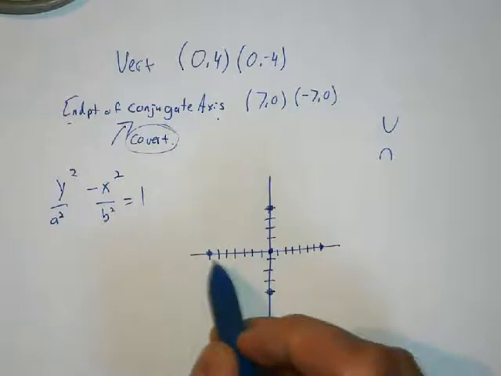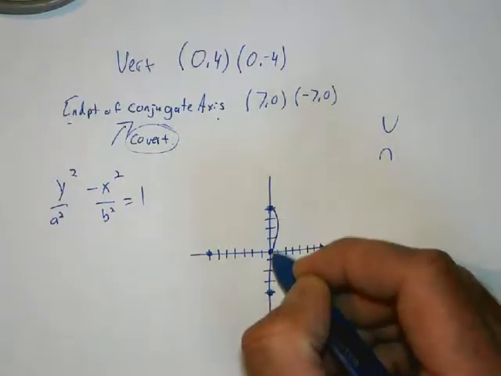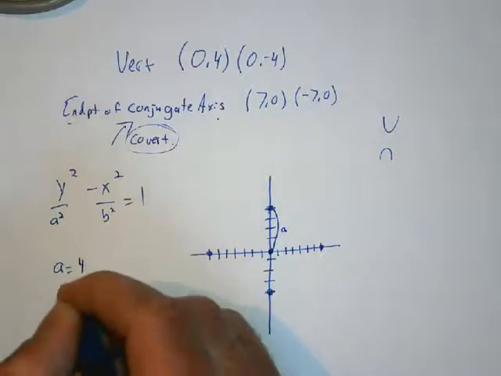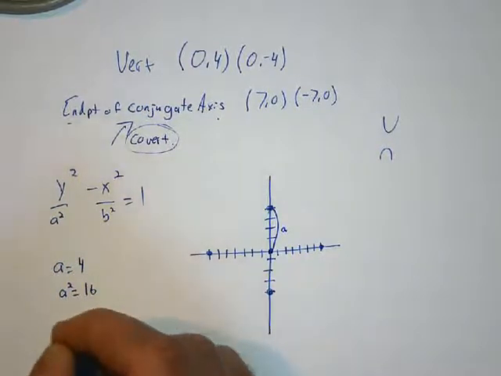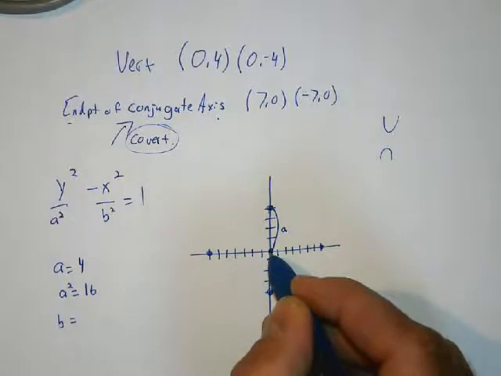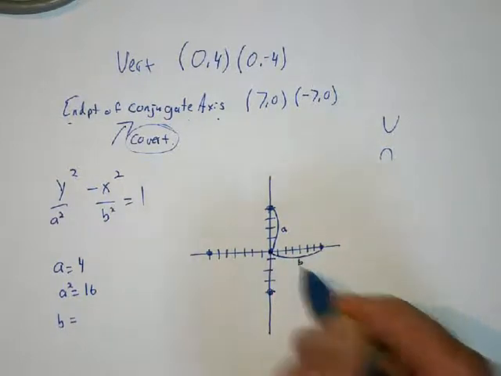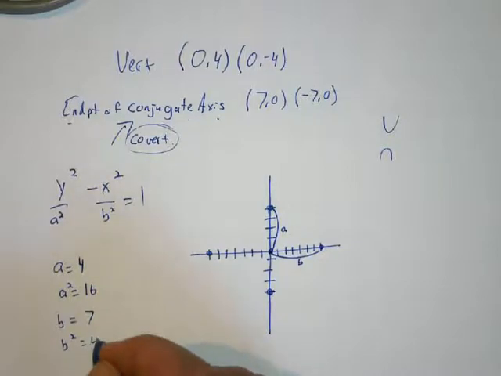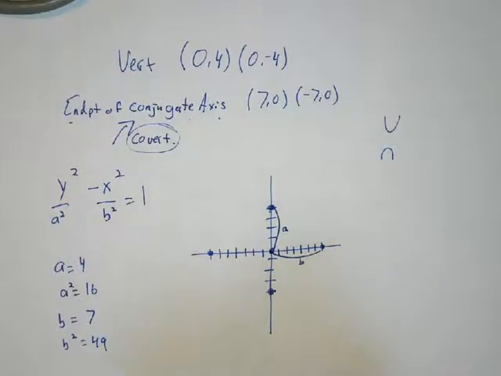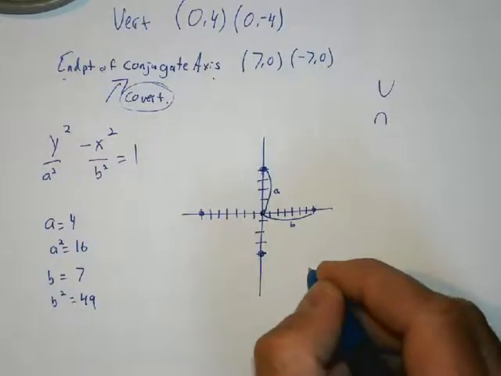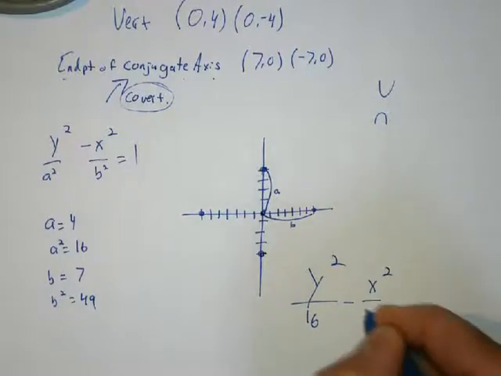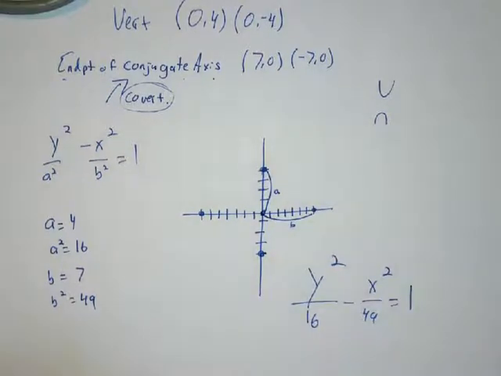So this is our a value. Our a value is 4, which means a squared is 16. Our b value is the distance from center to that covertex. So your b value is 7, which means your b squared is 49. In this one, we did not need to worry about anything for the c value. So your final result here would just be y squared over 16 minus x squared over 49 is 1. Okay?